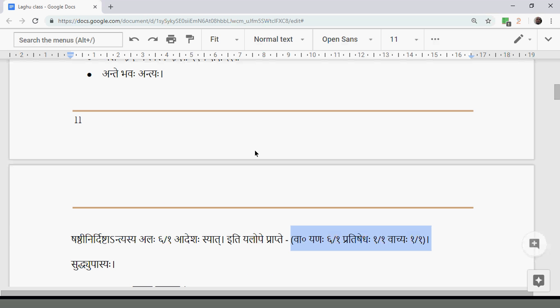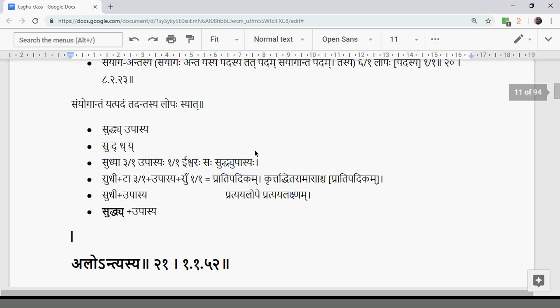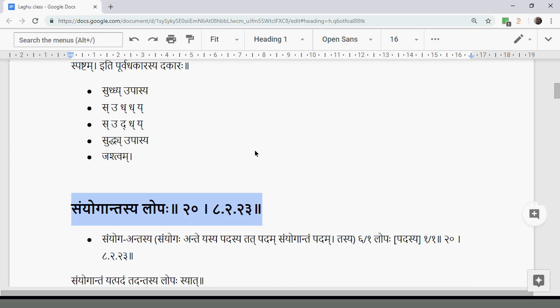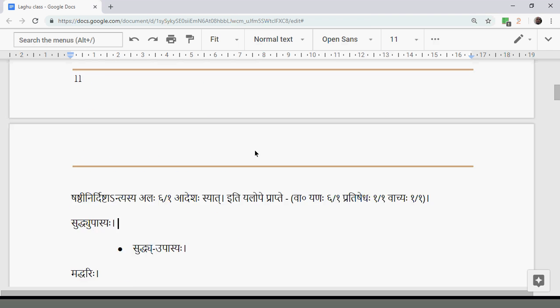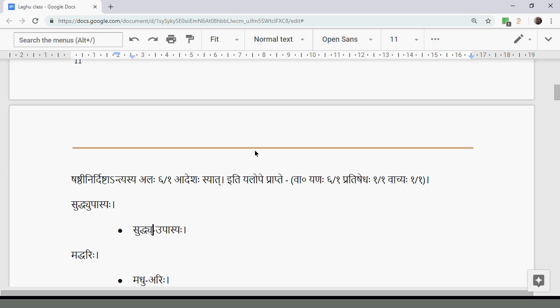But this yanaha pratisheda vachya is by the vartikakara, who is saying that in our sutra sanyogantasya lopaha, it should have been said sanyogantasya lopaha except for yan. If the yan is the last letter, then you do not do lopa. Therefore, even if lopa is prapta, of sudyupas the yakara should be undergoing a lopa by sanyogantasya lopaha, still he says yanaha pratisheda vachya, yanaha lopaha pratishidhyate, in this vartika.